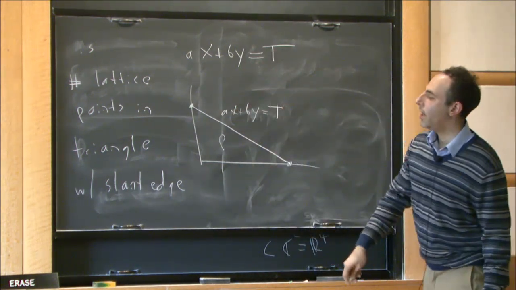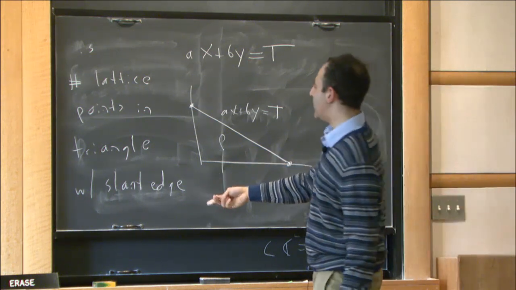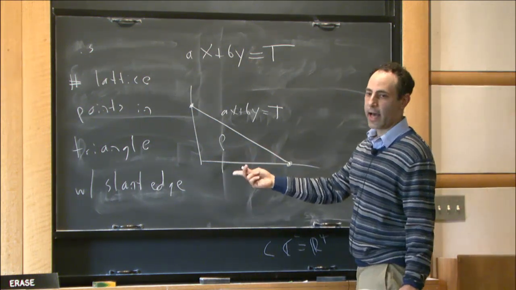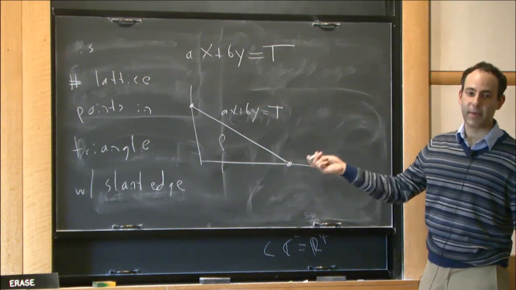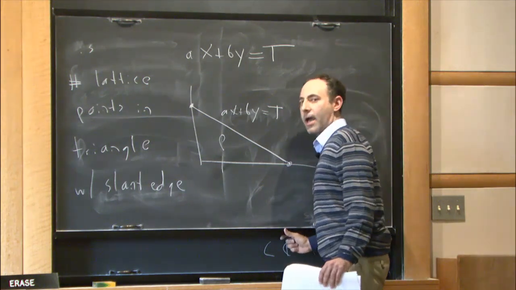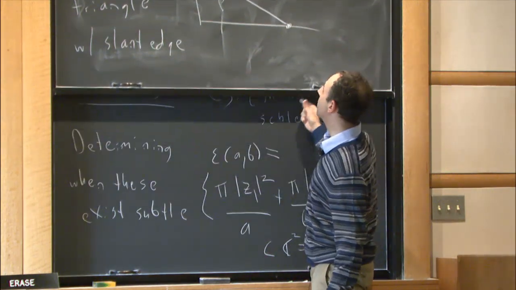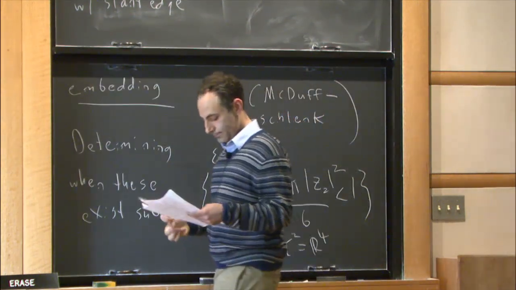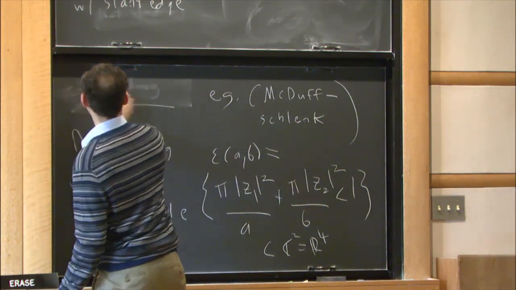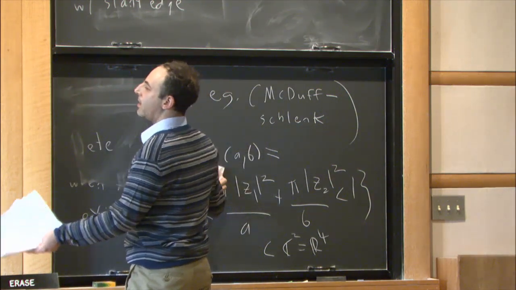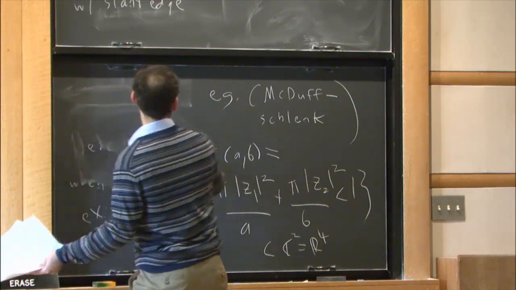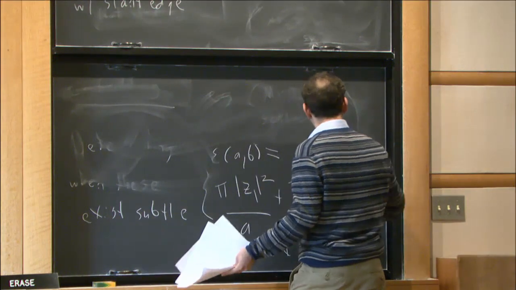So if I want to study these sequences, I end up studying these triangles, and I end up counting lattice points in these triangles. This is the basic connection between this sequence and counting lattice points in triangles. By using this together with the computation of McDuff and Schlenk, you learn some interesting things about counting lattice points in triangles.